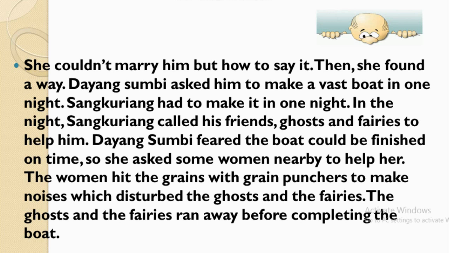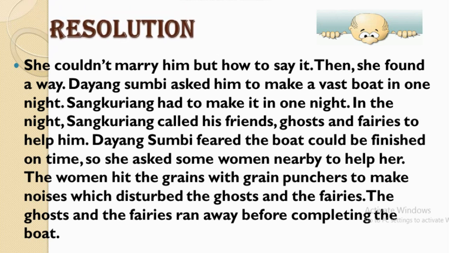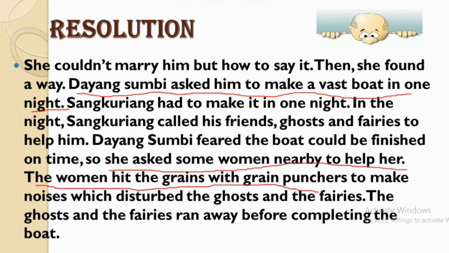Okay, smart students, this passage is called resolution. We can find the solution to how to face the problem. Dayang Sumbi asked him to make a vast boat in one night. And then she asked some women nearby to help her. The women hit the grains with grain punchers. So there are some ways done by Dayang Sumbi just to make Sangkuriang fail.